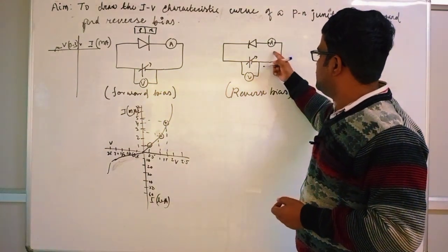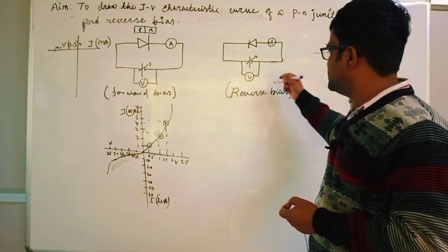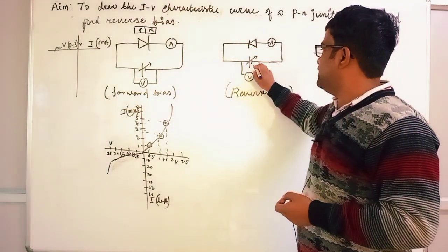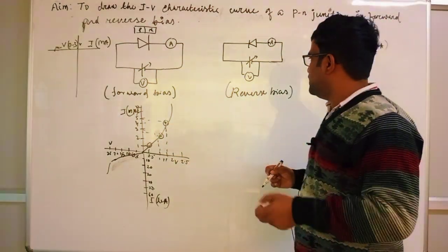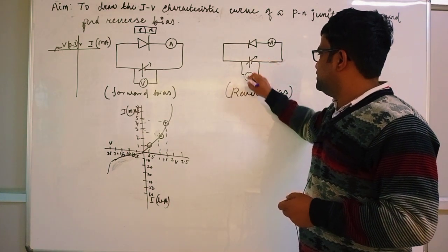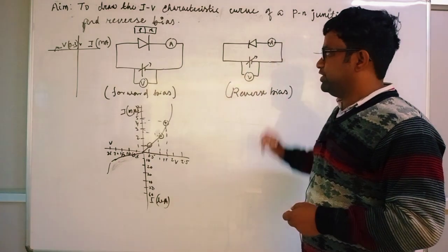So now what is the reverse bias? It's just the opposite of the forward bias. In reverse bias, the positive side is connected to the negative side and the negative side is connected to the positive side of the PN junction diode. Here one voltmeter is connected in parallel and the emitter is connected in series.